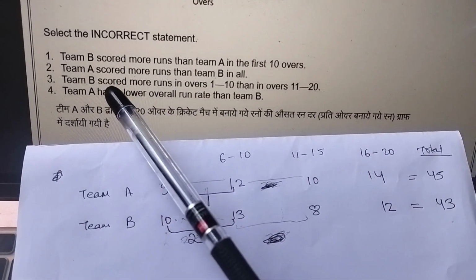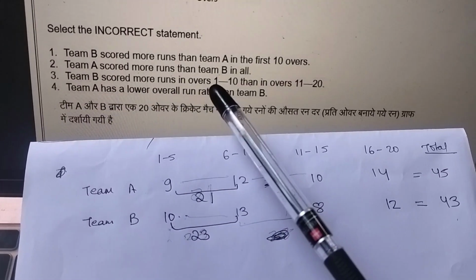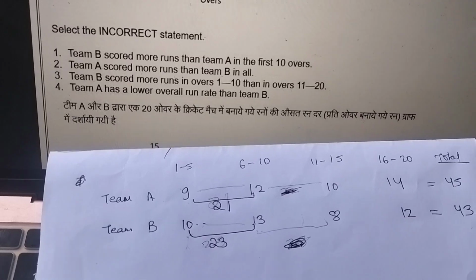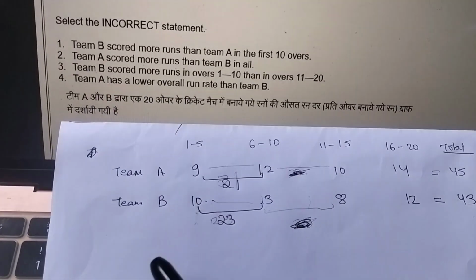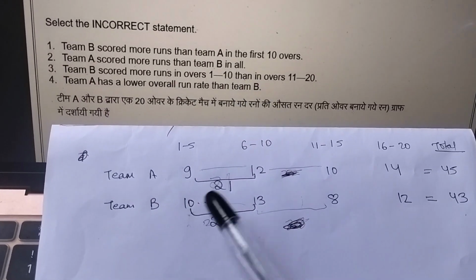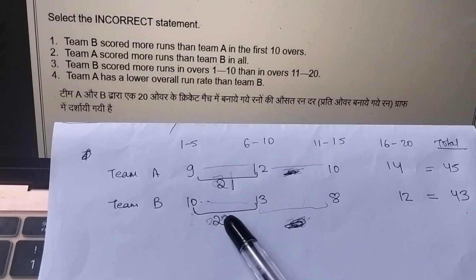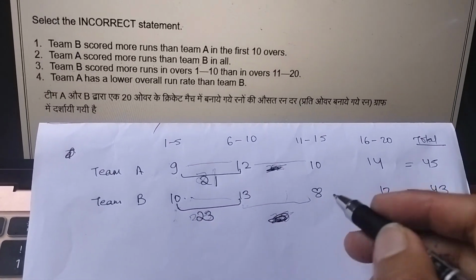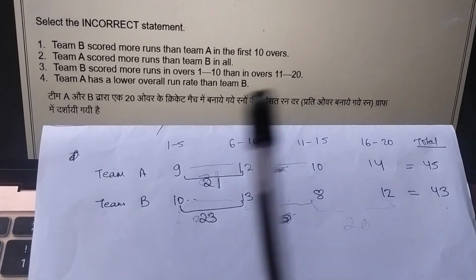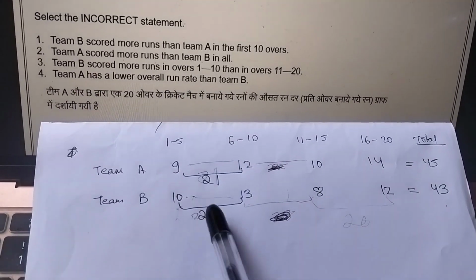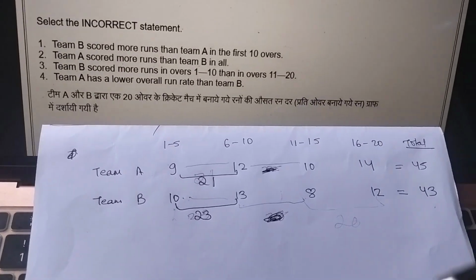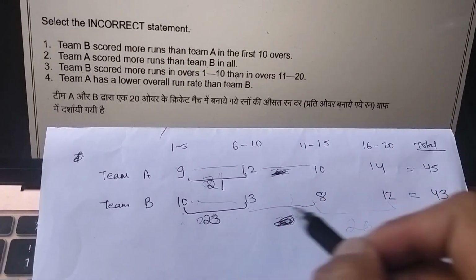Then in the third option, team B scored more runs in over 1 to 10 than in over 11 to 20. Here what it says is team B scored more runs in over 1 to 10. So in over 1 to 10, team B scored 23 and in 11 to 20 over, team B scored 12 plus 8 is 20. So team B scored more runs in 1 to 10 over, 23, than in over 11 to 20, that is 20. So this option is also correct, right, because 23 is greater than 20.